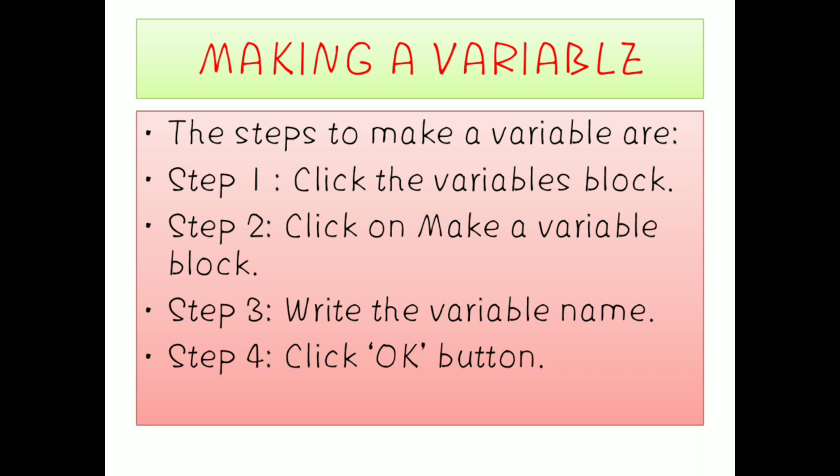Next, now let us see how to make a variable. There are 4 steps. First, click the variables block. After that, we click on make a variable block, and then we write a variable name and then click on the OK button. That means we even have an option to change the variables, not only x and y. Instead of x and y, we can even give a and b. Whatever we want, we can give over there.